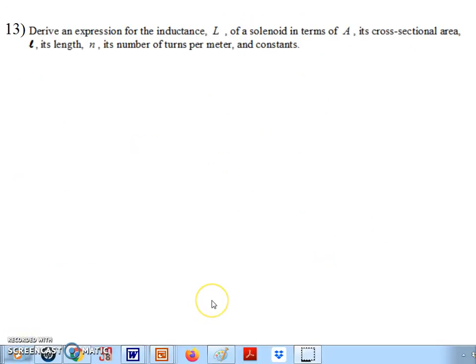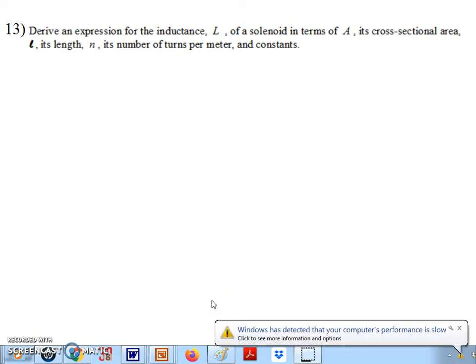All right, here I want you to skip ahead to problem 13. Read that. I'll give you a couple starting hints, and I think this is something you can definitely do on your own.